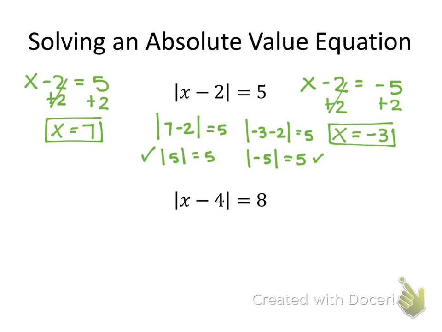Step number 1, what should I do? Drop the bars. So I'm going to rewrite it. X minus 4 equals 8. And then I'm going to rewrite it. And what am I going to change about this problem? Very good. The answer, x minus 4 equals negative 8. Then I just solve x plus 4. So I add 4, and x is equal to 12.